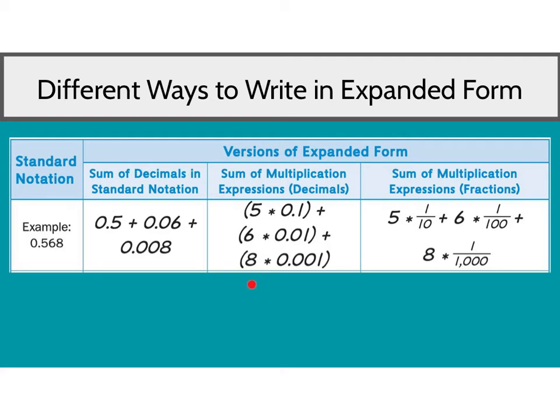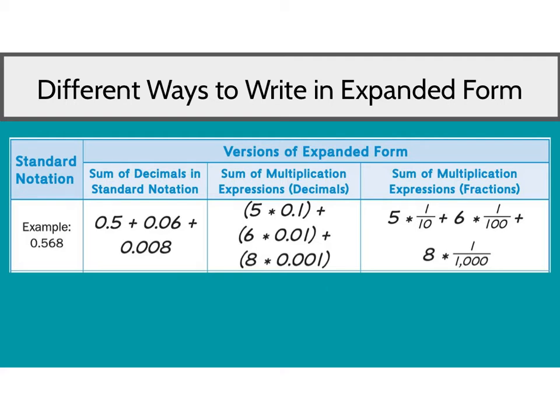And then we're going to take 8 times 1,000th. And again, that's going to give us our 8 in the thousandths place in the original decimal. So this is another version of how to write expanded form for that particular decimal.